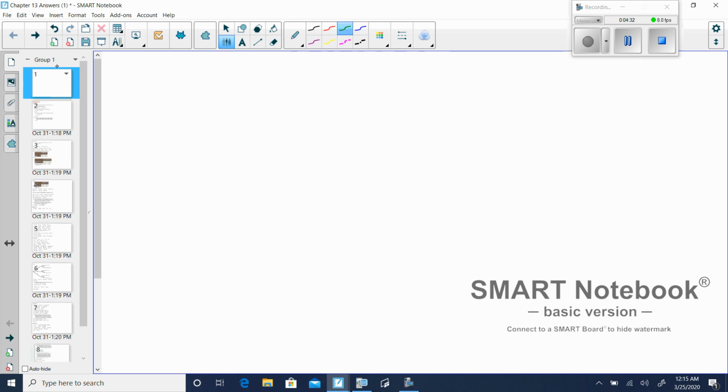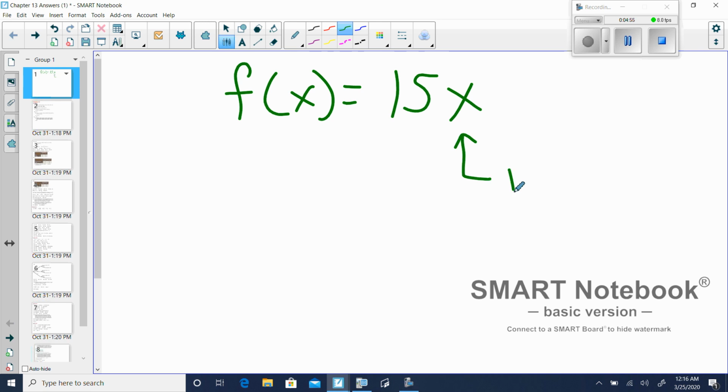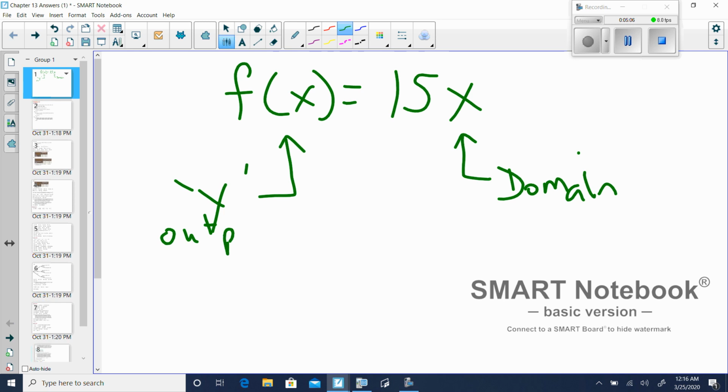At the top of this page, they give us some information, some definitions, and some function notation. This is read as the function of x, or f of x, equal to 15x. So x is our input, our independent variable. It's also known as our domain. f of x is really our y, our output. And we call this our range.